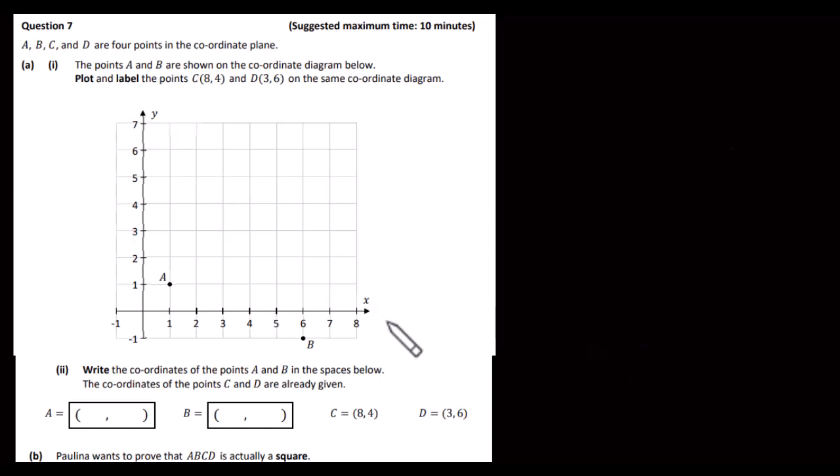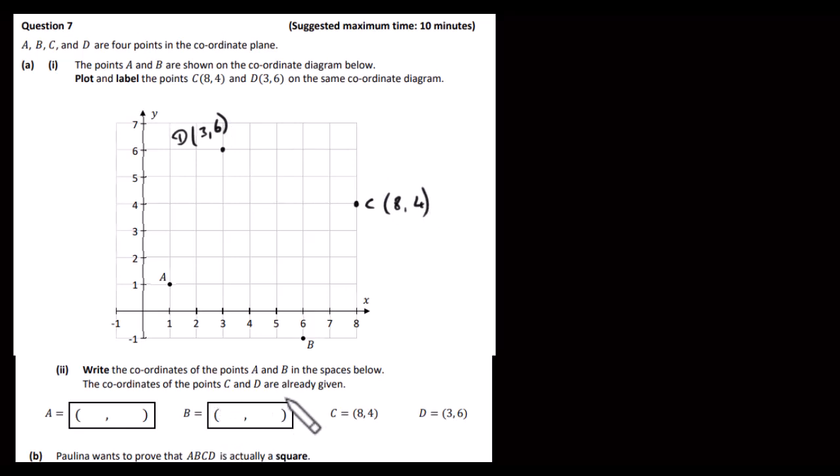So (8, 4) is going to be, we go out 8, we go up 4, so it's going to be here. So this is C. And then D is (3, 6). So that's going to be, you go out 3, you go up 6. That's going to be here. That's D. I'll just put in the coordinates as well. So it's going to be (3, 6) here. And this is (8, 4).